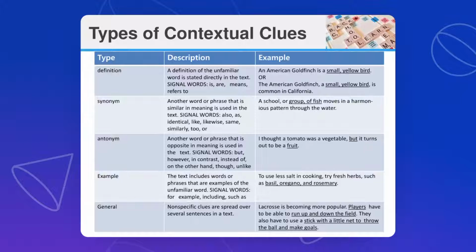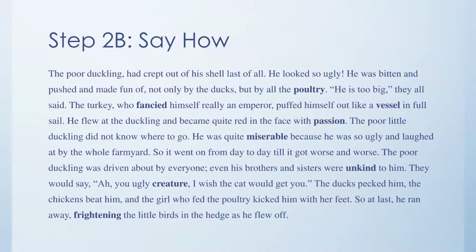Now, to summarize, we're going to be looking for 5 types of clues today: definition, synonym, antonym, example, and a general one. Here is our first reading. This is from the story The Ugly Duckling by Hans Christian Andersen. And let's say that we are new to this story and we're reading it.